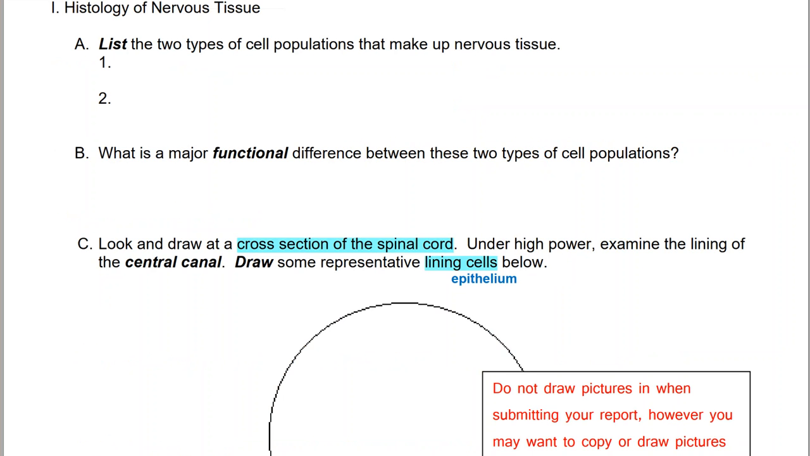So this lab is all about the histology of nervous tissue. You're going to be looking at the cells that you find in nervous tissue. There's a couple types, and they have vastly different functions. And then we're going to be looking at 5 different slides of structures in the body that are made of nervous tissue. And so I'll go to all the links in the instructions.